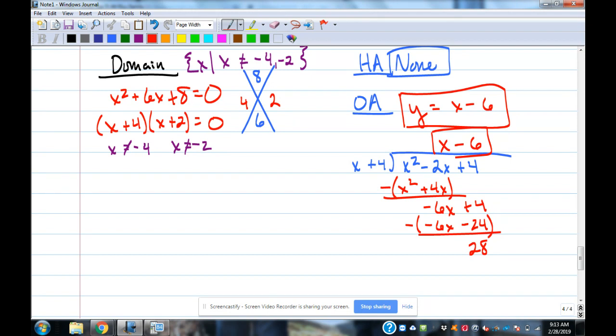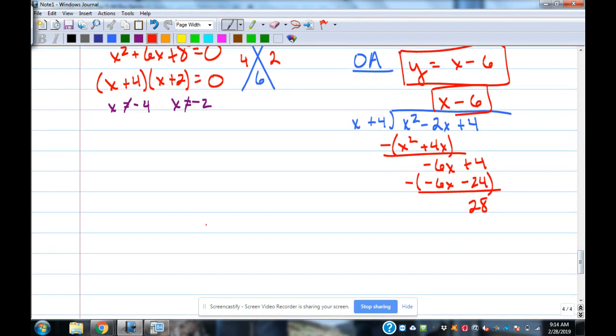Once you get an mx plus b up here, when you do that division, you don't have to do anything else. If it's a larger problem, there may be other steps that could be done as far as the long division goes, but you don't have to do them because you just need the mx plus b because that's the oblique asymptote.